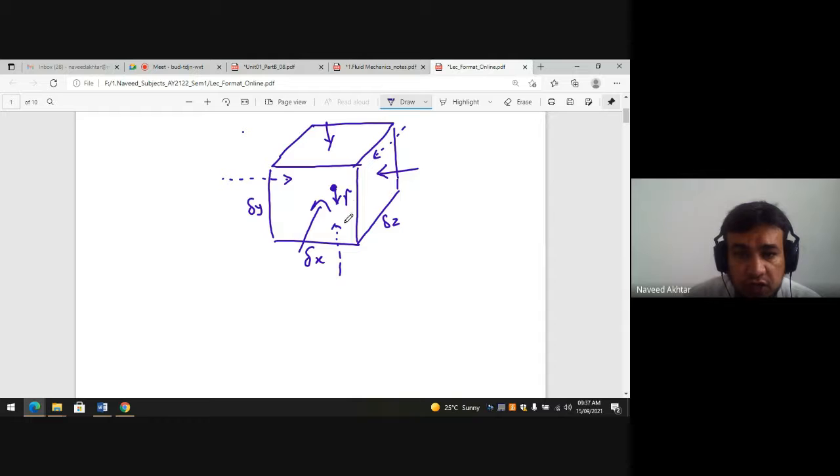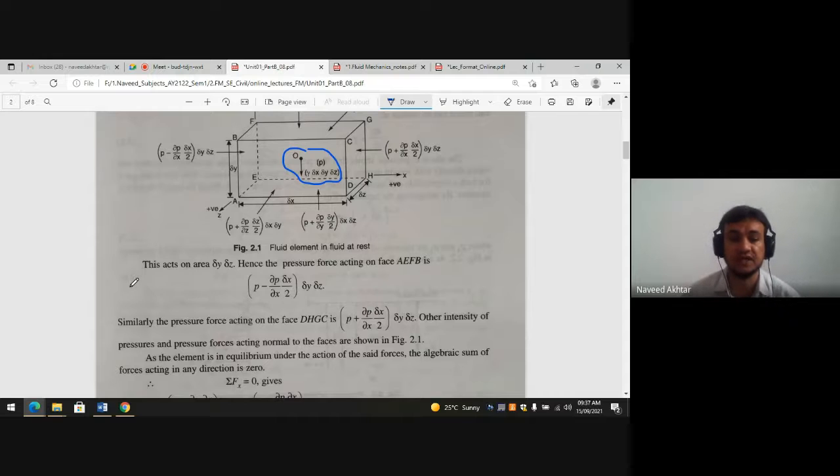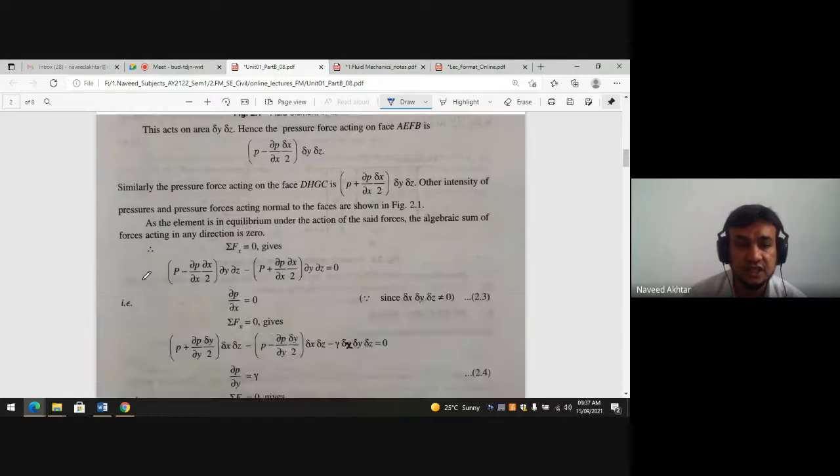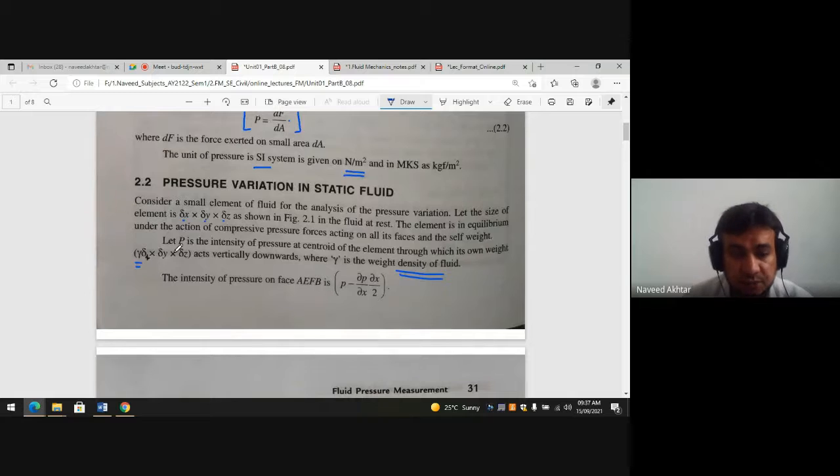From every part there is pressure on it, and gamma times the volume is the self weight. Okay, so now here we will read this concept. Now we will see that let P be the intensity of pressure at the centroid, as we saw, through which its own weight, that is gamma delta x, delta y, delta z, acts vertically downward, where gamma is the weight density of fluid.